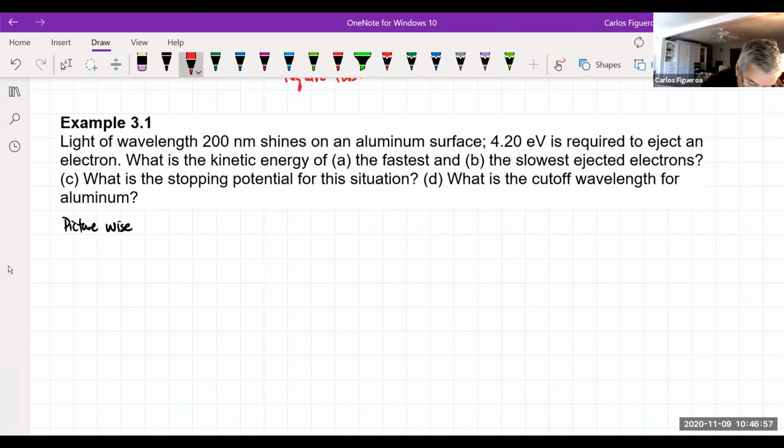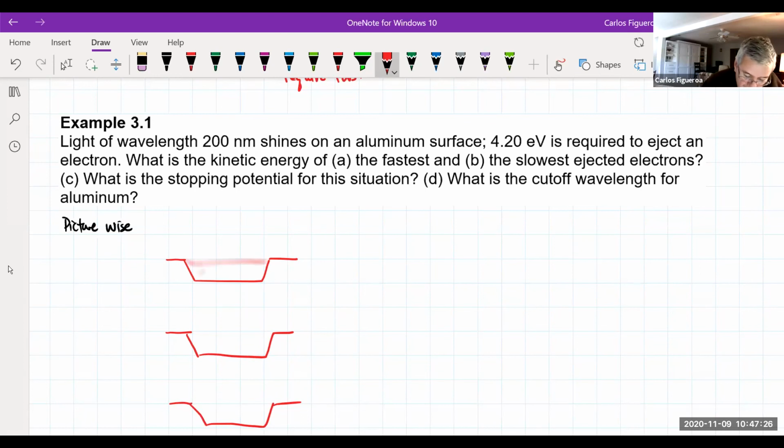Okay. Actually, I want to make these a little bit further apart, at least this one. And since they're all potential wells, this red here tells me that this is the depth of the well. Right? They all have that.